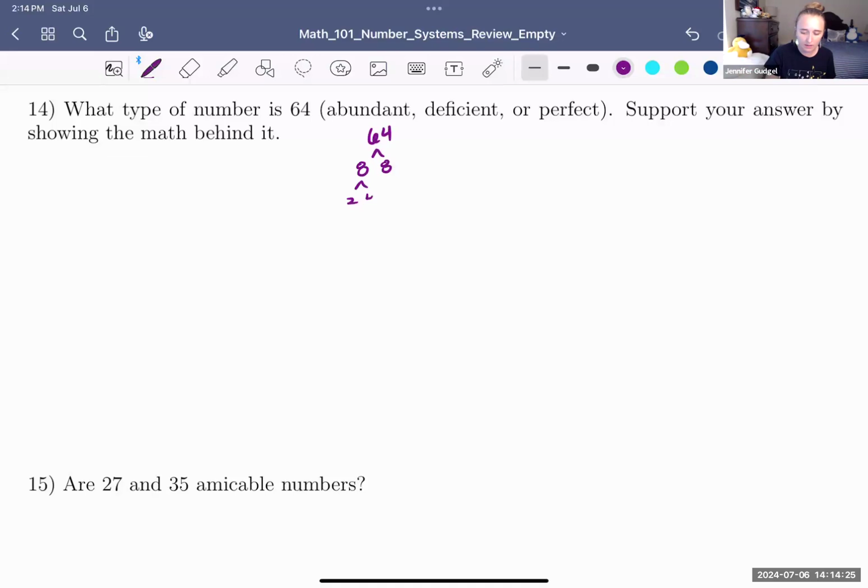8 times 8, 2 times 4, 2's, 2's. So that's 2 to the 6th power is the prime factorization. And then the number of factors is the exponents plus 1 all multiplied together. Since there was only one prime that this was made up of, it's just 6 plus 1, which is 7.